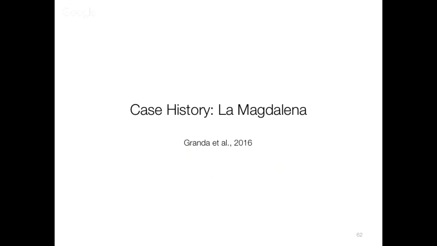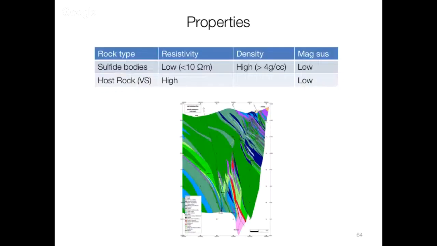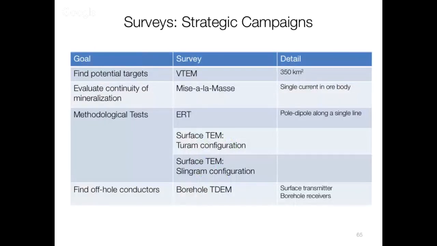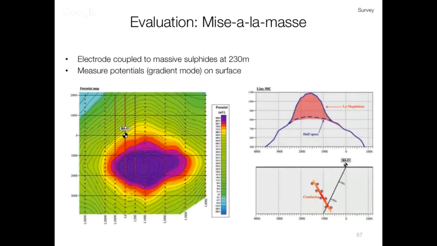So we won't go through this, but this is another sulfide deposit, looking for this, a number of different types of surveys of Mesolamass, which once they found it, through BTEM, explored a bit more with Mesolamass, did some ERT, just trying to figure out which survey they wanted to use, whether a Tour Ram or a Sling Ram, and then decide on one of these and then get some borehole time domain EM. So that kind of process might resonate with people.